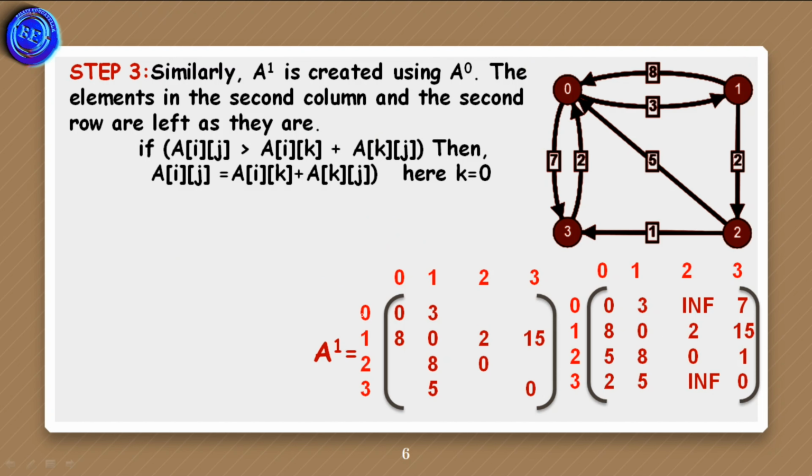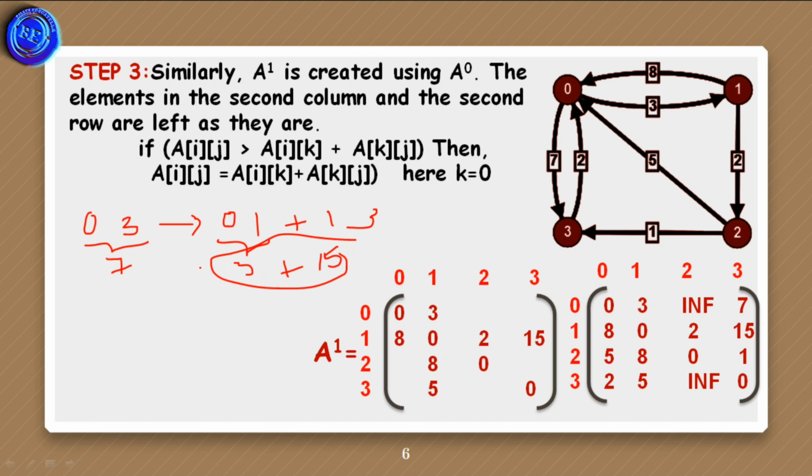And coming to the next one, 0 to 3. The intermediate vertex is 0 to 1 plus 1 to 3. What is the cost of 0 to 3? Its cost is 7. What is the cost from 0 to 1? Its cost is 3, plus what is the cost from 1 to 3? Its cost is 15. So this value is greater than 7. So 7 remains in its position.